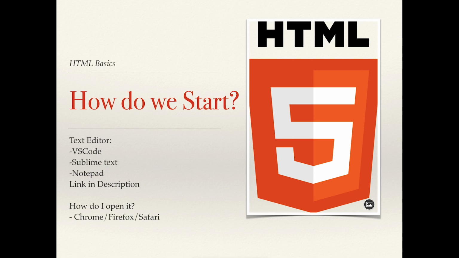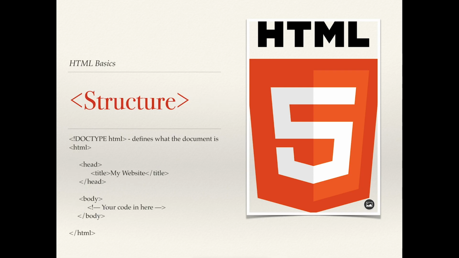So how do we start? We're going to edit the code with a text editor like VS Code, Sublime Text, or Notepad, and I'll put a link in the description for VS Code. That's what I'm going to use. And then how do you open it? Well, once you save it, you're just going to open it with Chrome, Firefox, or Safari.